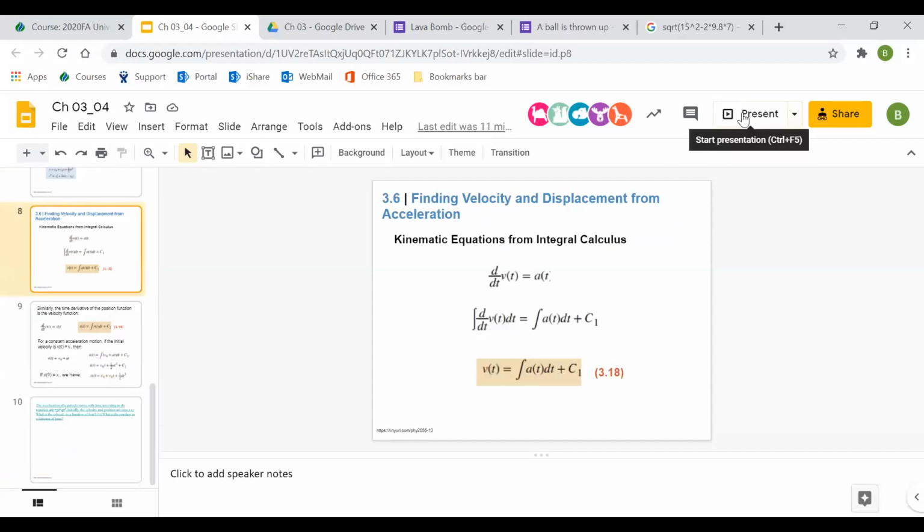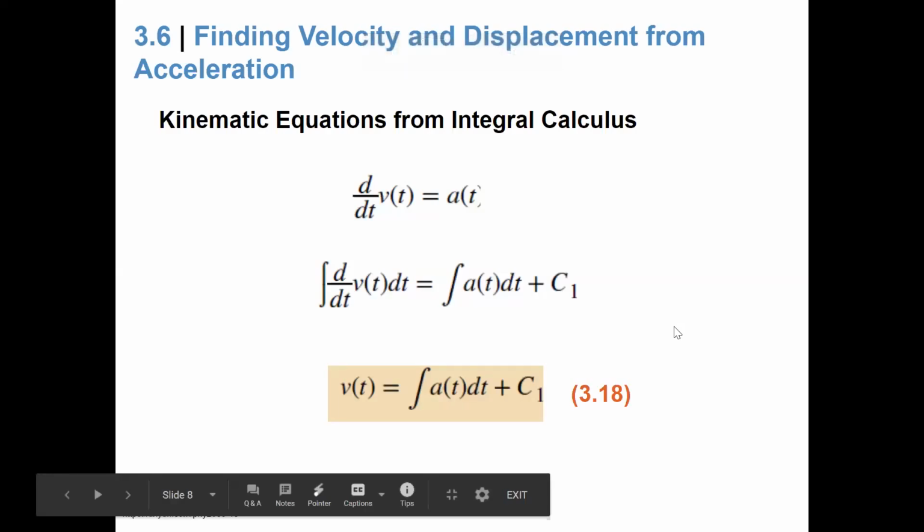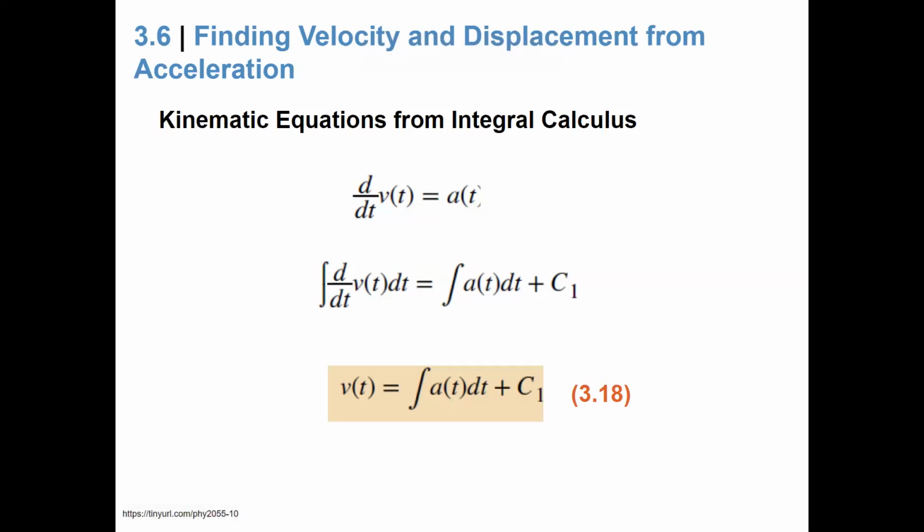So if not, then we'll be talking about the next section here, to find velocity and displacement from acceleration, okay? Sometimes the problem may just be giving you the information about the acceleration of the object. From definition, the acceleration is the time derivative of velocity.